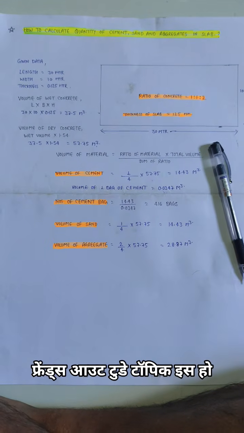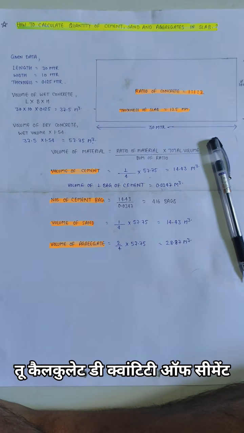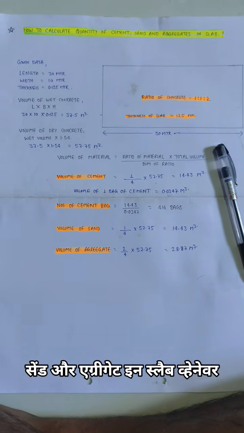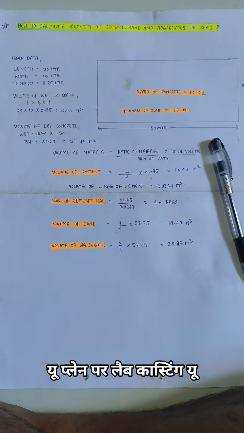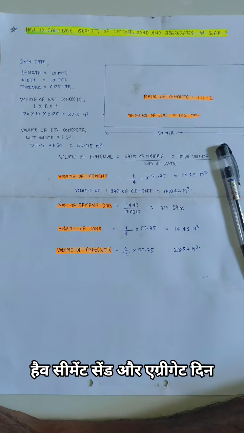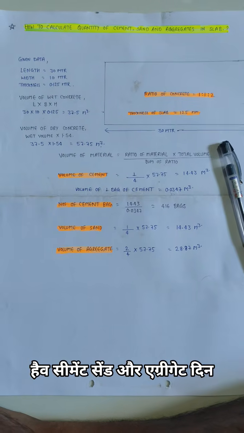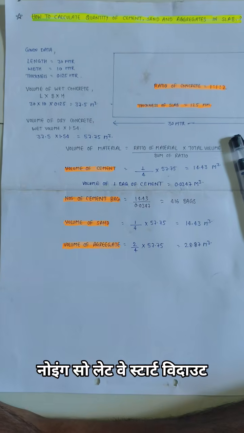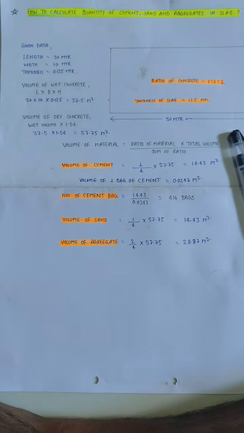Friends, our topic today is how to calculate the quantity of cement, sand and aggregate in a slab. Whenever you plan for slab casting, you need these major things: cement, sand and aggregates. Then you have to calculate the quantity. And how can you calculate without knowing? So let's start without delay.